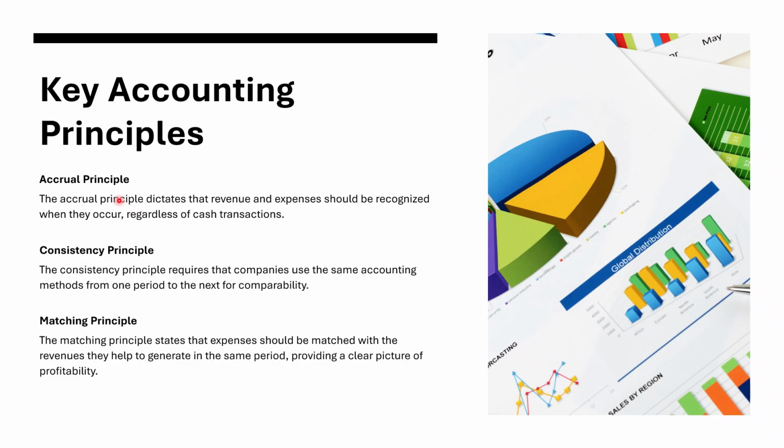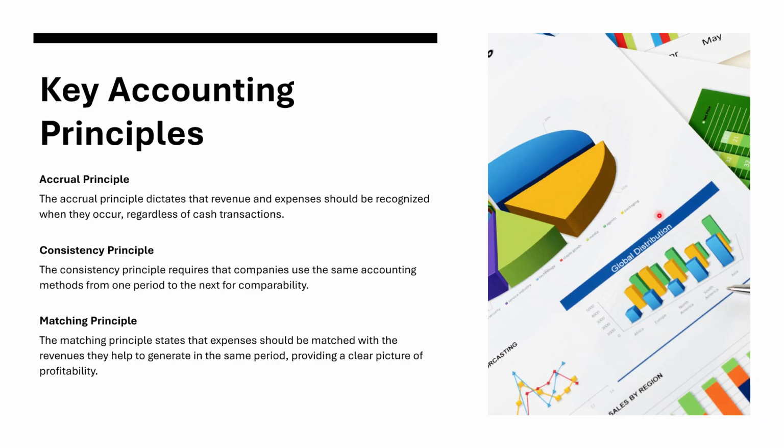So what is the accrual principle? The accrual principle says that revenue and expenses are recorded when they are actually earned or incurred and not when the cash is received or paid. An example would be, say a company delivers services in December, but they receive the payment only in January. Under the accrual principle, the revenue must be recorded in December and not when cash is received, because December is when the company is earning it.